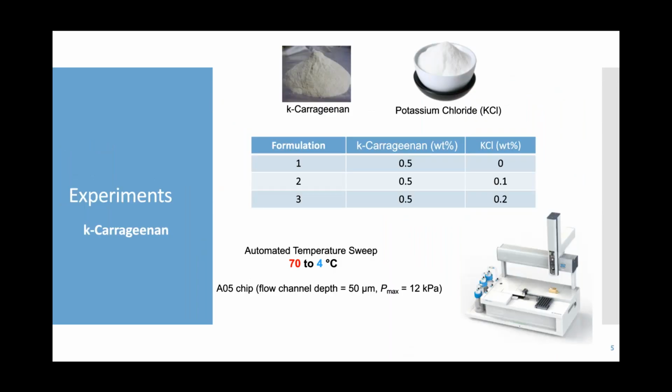For our first set of experiments, we looked at the viscosity changes of carrageenan hydrogel as a function of temperature. Carrageenan is an important class of polysaccharides that shows an interesting thermo-reversible gelation behavior upon cooling the solution. In addition, the presence of cations, such as potassium ions, can promote gelation of carrageenan in aqueous solution, and it can shift its gelation temperature.